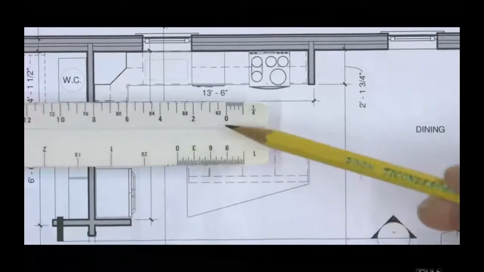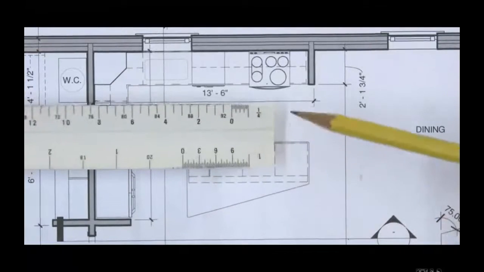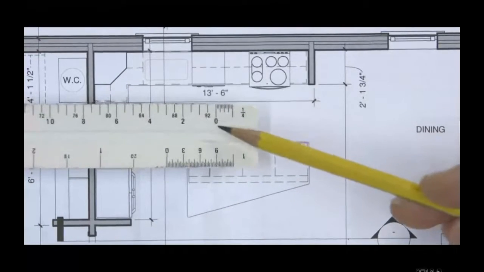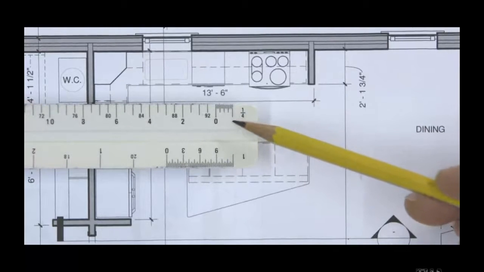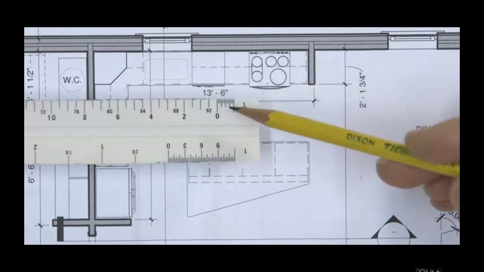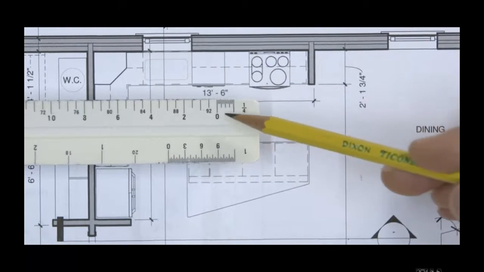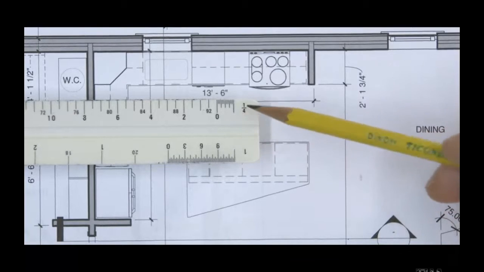The quarter numbers are on the bottom. So moving from 0 over to 2, 4, 6, and so on, that's measured in feet. And then when you go to the right of the 0 this way, this is a measurement in inches. And for the quarter inch scale, it's very easy because each line or mark represents 1 inch. And there's 12 of them adding up to 1 foot.